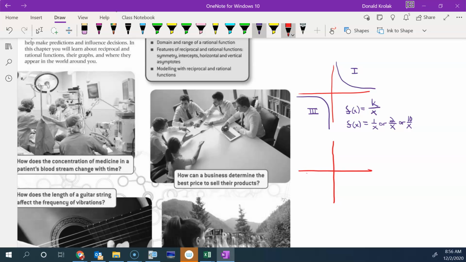So the other way you'll get reciprocal functions is that they'll be in the other two quadrants. They look like this. Okay, so these are also reciprocal functions. The only thing different is this is negative. So if I did negative, and it doesn't matter where the negative is, it can be right out front. These would all be examples of reciprocal functions. So what makes it a reciprocal function is the variable is in the denominator.